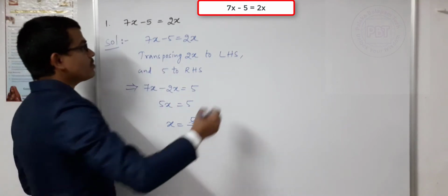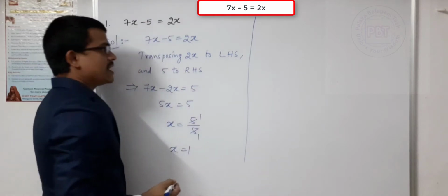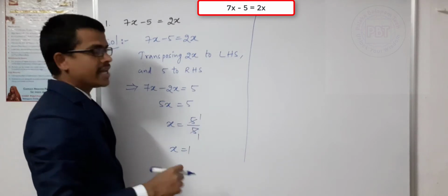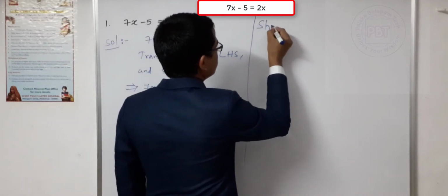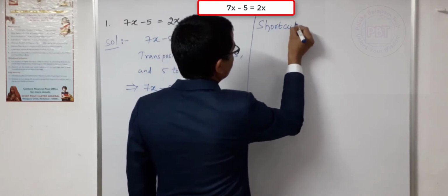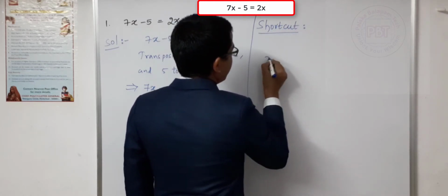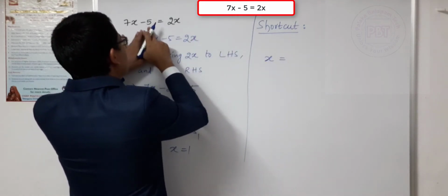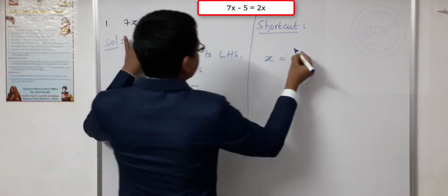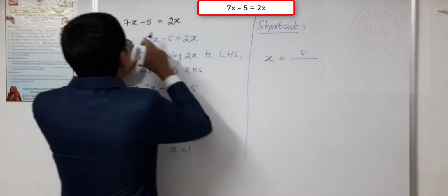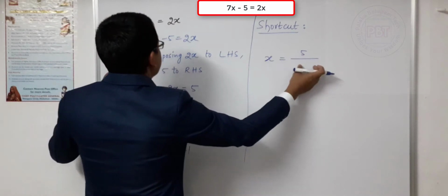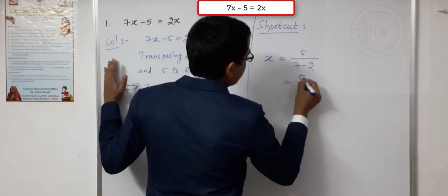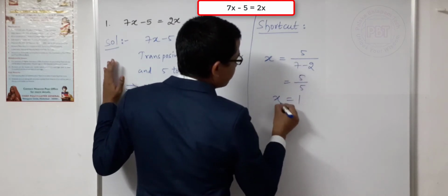Now let us see the shortcut method for this same question. Without writing the steps, I am going to write the x value directly. x equals, the constant term we transpose to the right hand side, so minus 5 becomes plus 5, divided by the coefficient of the variable, which is always divided: 7 minus 2. That is 5 by 5, which is 1. The x value is 1.